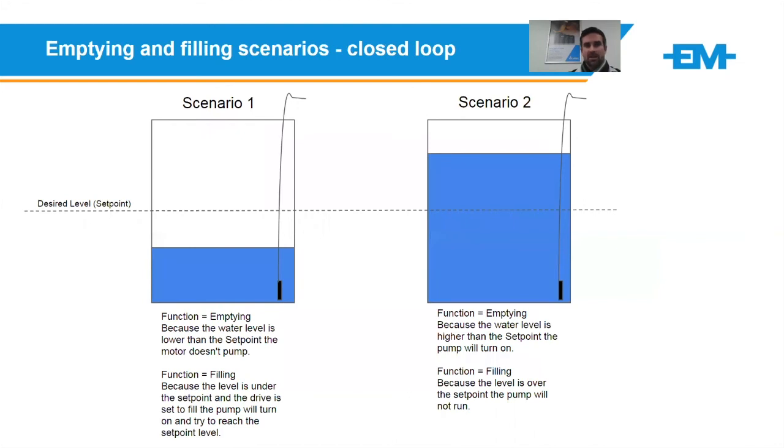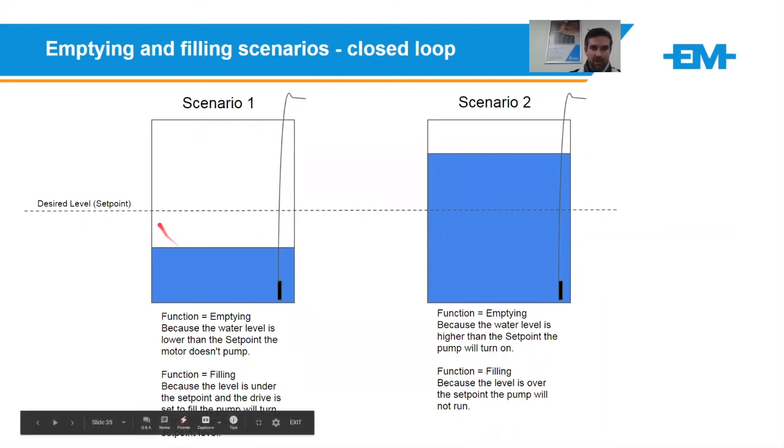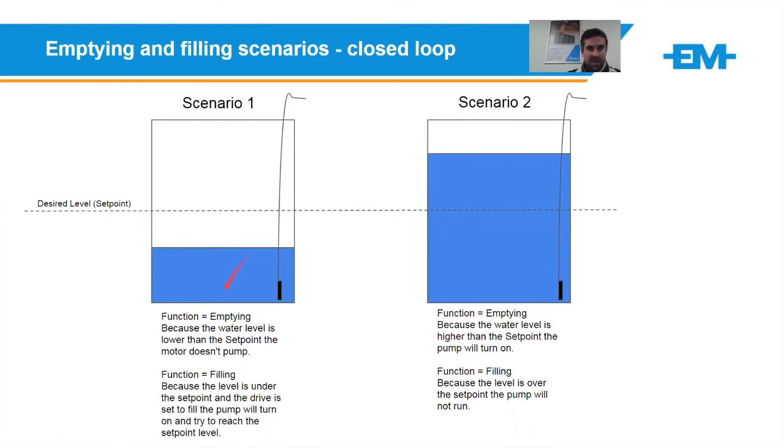So having a look at those filling and emptying scenarios in a closed loop. In scenario 1, if my set point was represented by this dotted line, and the function was emptying, my pump wouldn't do anything at this point. At this level, it wouldn't do anything because I'm well below where I want to be in my set point. If I turn the pump on now and I'm set to emptying, I'm going to take out more water. I'm not going to fill it up.